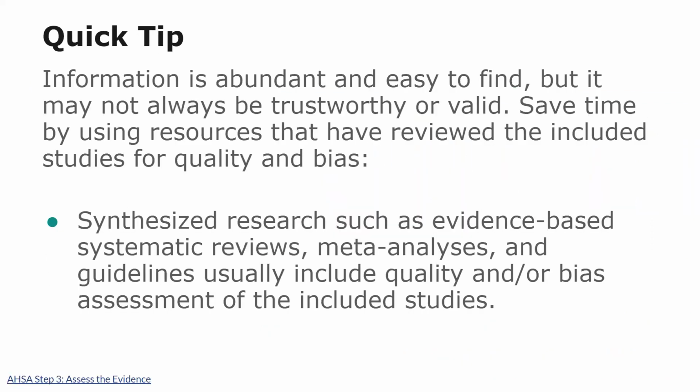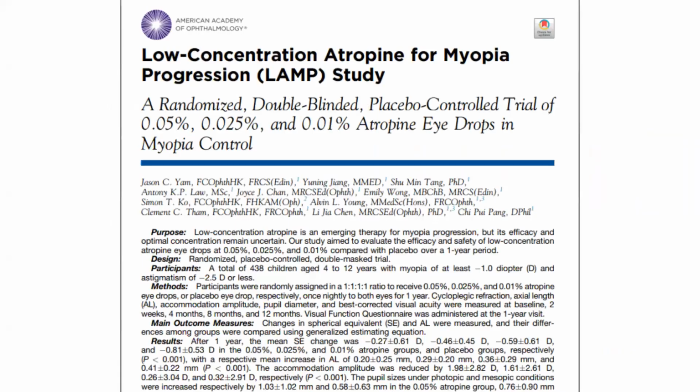If you can find synthesized evidence at the higher levels, this can save you time since they should include a bias assessment of the studies that they include. Let's practice determining several articles' relevance to our clinical question and determining their study design and AOA's quality of evidence grade. Of course, you still need to look at the study design itself to see how well designed it was, but this will give you a good starting point.